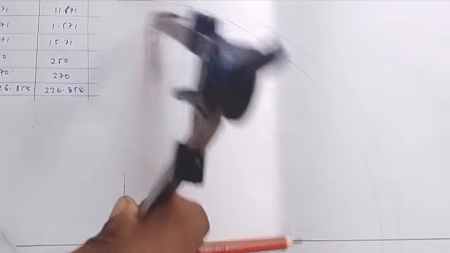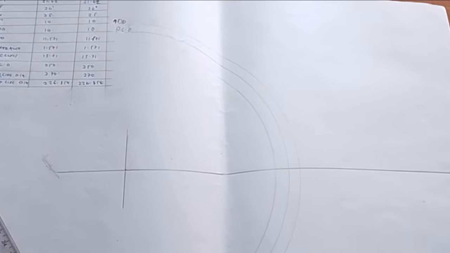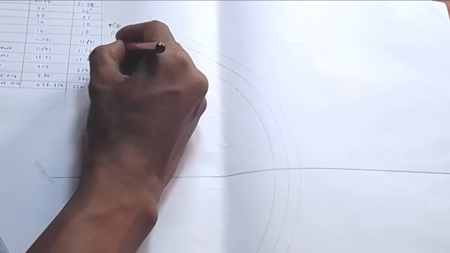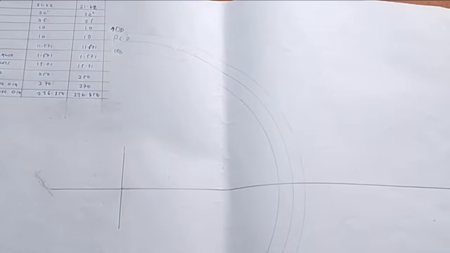Then standing on your reference line like this, draw like that. Draw it like that. That now becomes our dedendum. So we have been able to achieve the addendum, the PCD, and the dedendum. Now I want to show you how to construct.